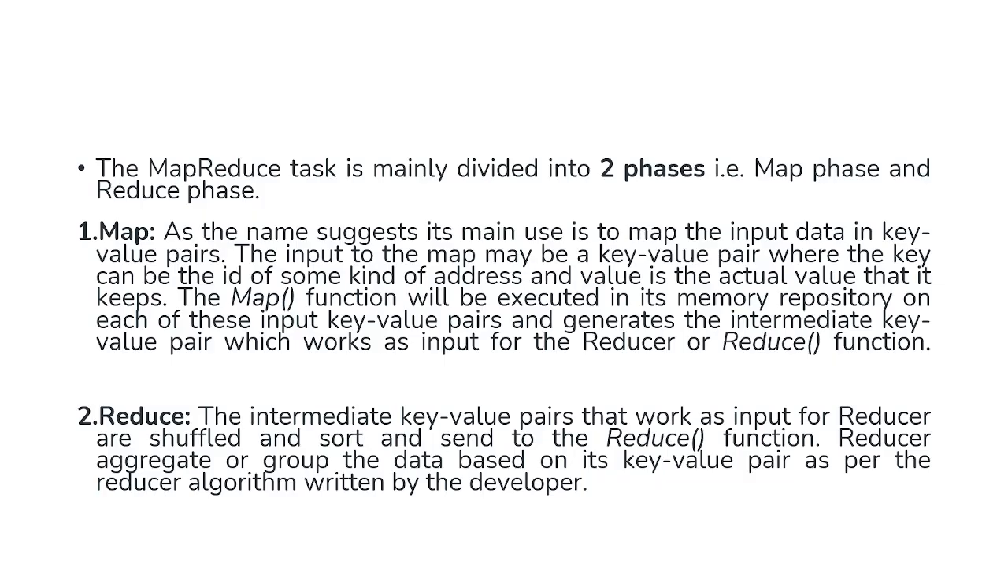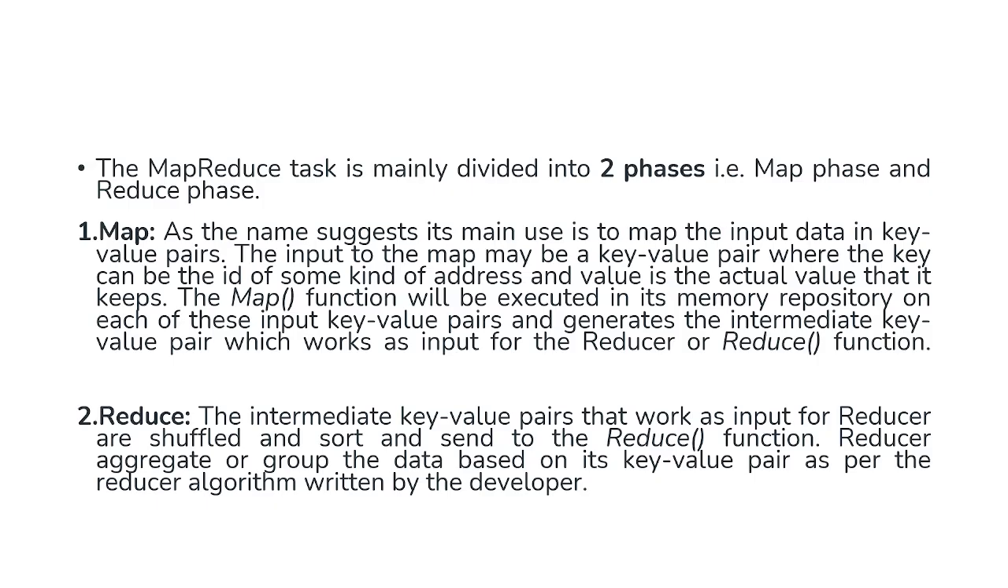So here are the two different phases of MapReduce. The first is map, as I said earlier, which is to map the input data in a key value pair. We already discussed key value pairs in the third unit. It is a document based type, so we are going to use MongoDB here. The input to the map may be a key value pair, where the key is the ID of the job part and the value is the actual value that it keeps for that particular key. Based on that input and the job, the map phase will map the input as well as the job of the client.